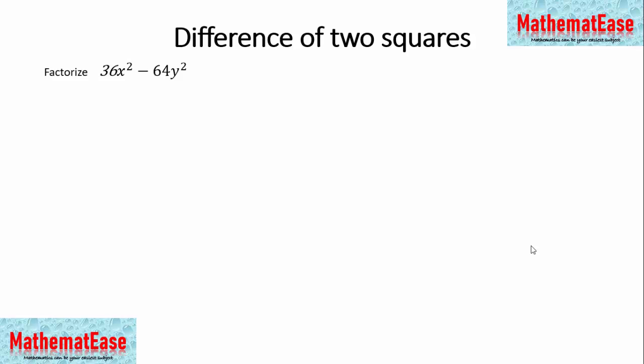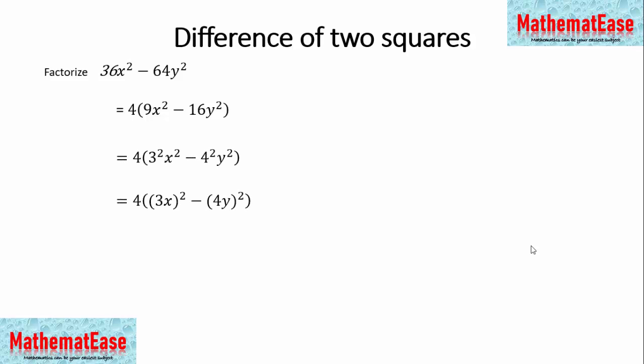So when you look at this question carefully, you discover that 4 can go into 36 and 4 can go into 64. When 4 goes into 36 is 9. When 4 goes into 64 is 16. And when you look at this, 9 is a perfect square and 16 is a perfect square as well. So I can change 9 to 3 squared and 16 to 4 squared, which is equal to 4((3x) squared minus (4y) squared). So my final answer will be 4(3x minus 4y)(3x plus 4y).